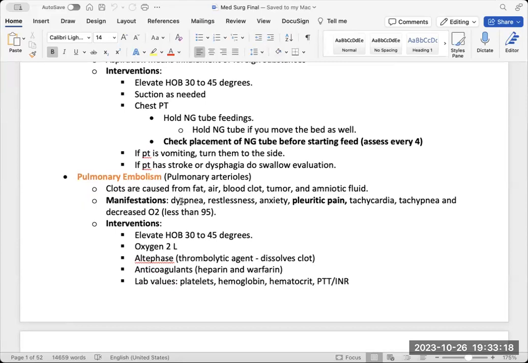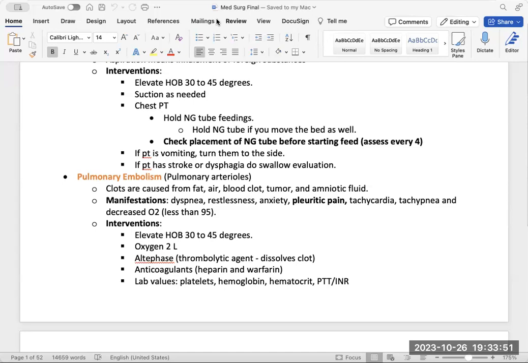So like I said, we want to hold feeds if we're doing any sort of chest PT, or if we're removing them or changing positions, because we don't want them to choke, right? What about if a patient vomits? What should we do? Should we turn them? Yeah, we turn them to the side so that the vomit could drain out instead of going into their lungs. Especially with those seizure patients too, because when they're having a seizure, we need to turn them to the side, even if they're eating or not, because they might choke on their own saliva.